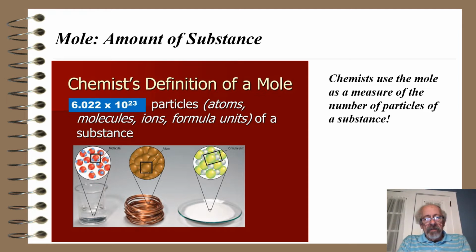Mole, or the amount of substance, well, chemists use the mole as a measure of the number of particles of a substance. So the definition really is 6.022 times 10 to the 23rd particles. They could be atoms, molecules, ions, formula units of a substance. And in that case here, the diagram looks like water molecules on the left-hand side, atoms for copper in the middle, and a formula unit on the right-hand side for some type of compound or substance.